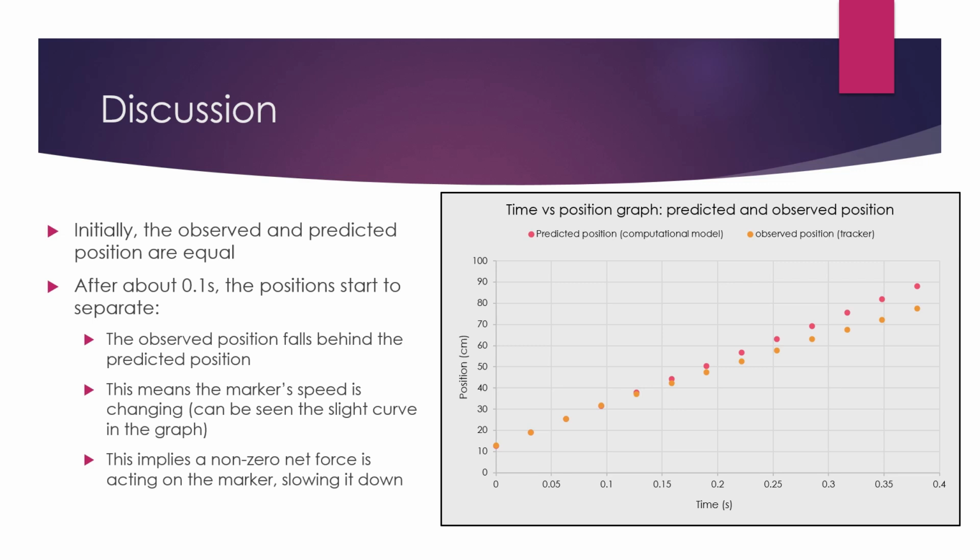This means that the marker speed is actually changing, which can be seen by the slight downwards curve formed by the yellow dots. In turn, this implies that a non-zero net force is acting on the marker towards the left, which is slowing it down.